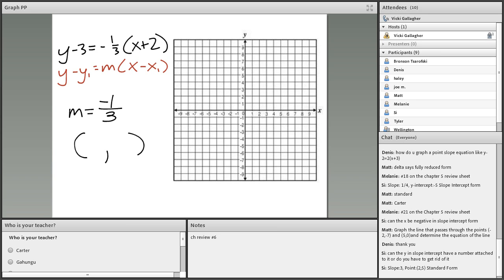And then we need our ordered pair. And again, this is where it gets a little bit tricky. So remember that x goes first, y goes second.